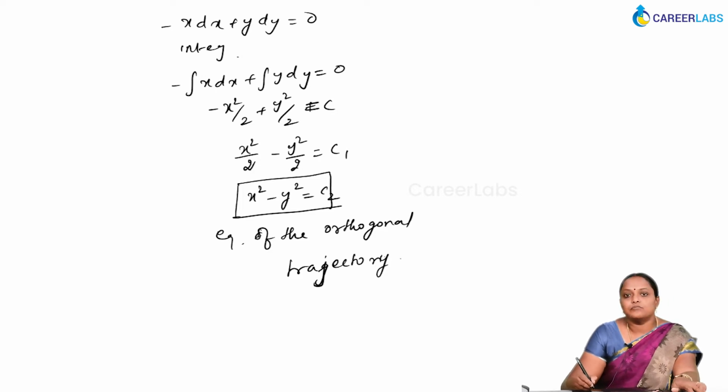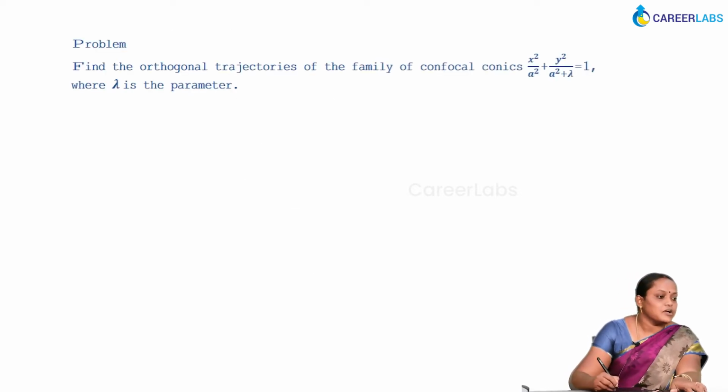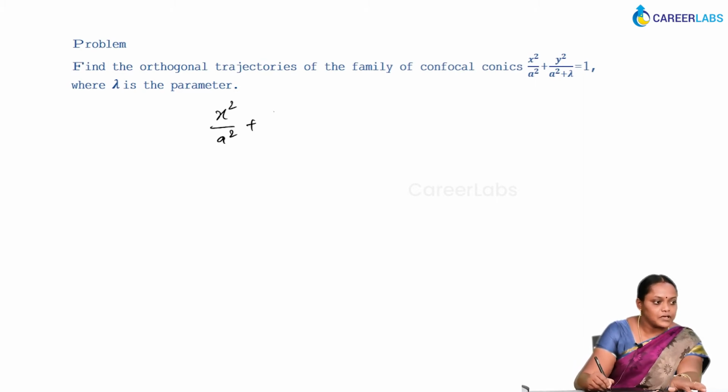Now we will move on to the second problem. Find the orthogonal trajectories of the family of confocal conics x square by a square plus y square by a square plus lambda equal to 1, where lambda is the parameter.